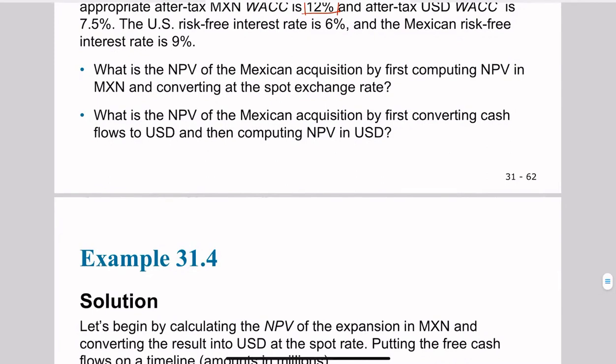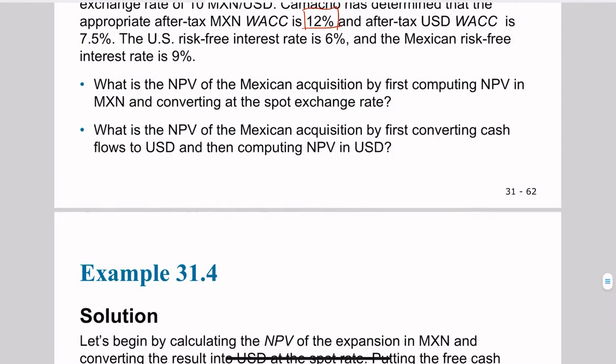Let's look at the second question. What is the NPV of the Mexican acquisition by first converting cash flows to USD and then computing NPV in USD? We learned about this. This is the so-called method 2. You would first convert cash flows into domestic currency, and then you can value those cash flows using your domestic cost of capital and your growth rate, right?